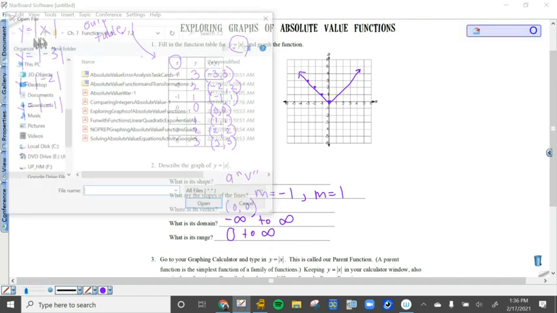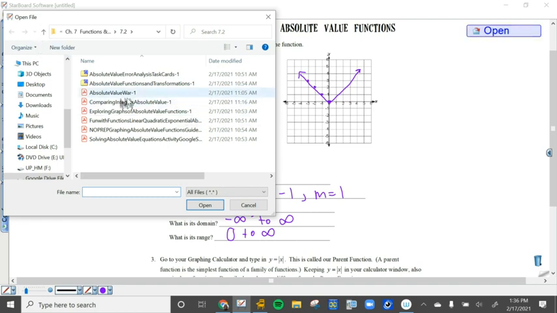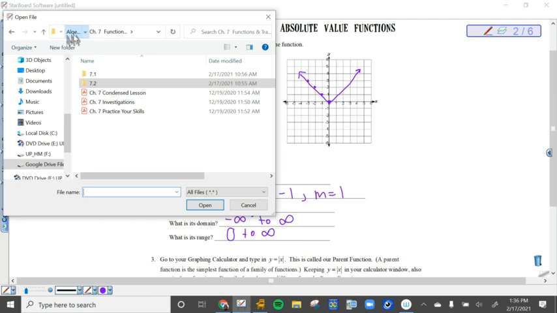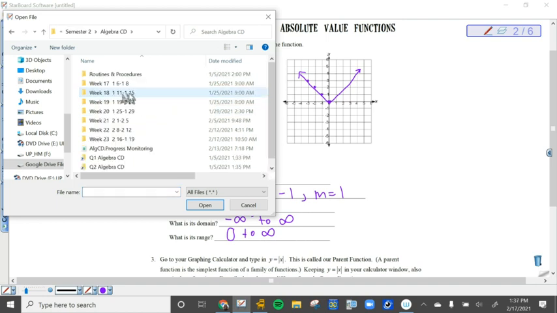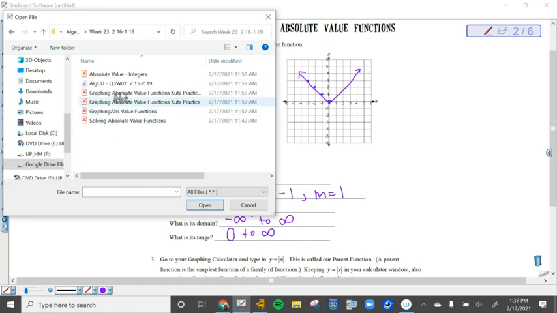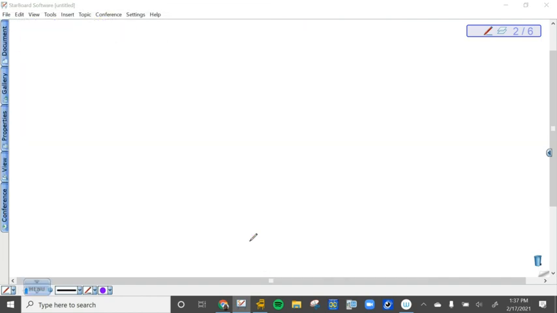Now we're going to go to the other page, and we're going to talk about, like what Dominic was saying, different types of functions. So pull out that other paper I gave you. Absolute value functions.